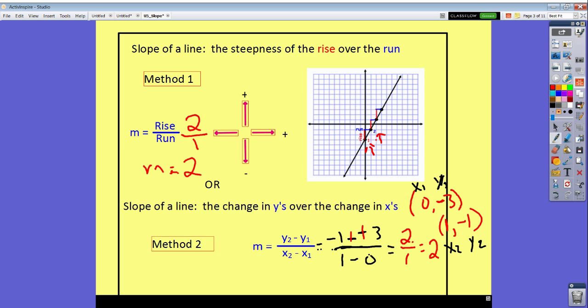So these are the 2 methods that you can use. You need to know both of them. Both of these come in handy, and it's very important that you recognize when it's better to use one over the other.